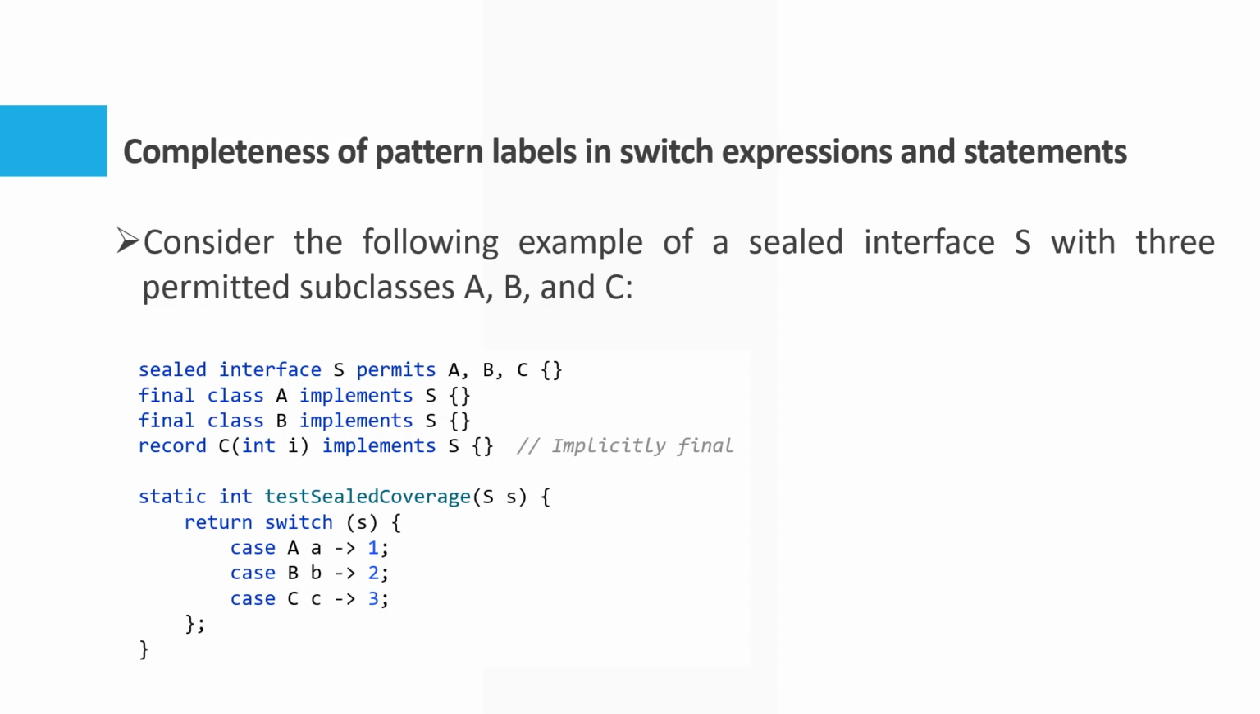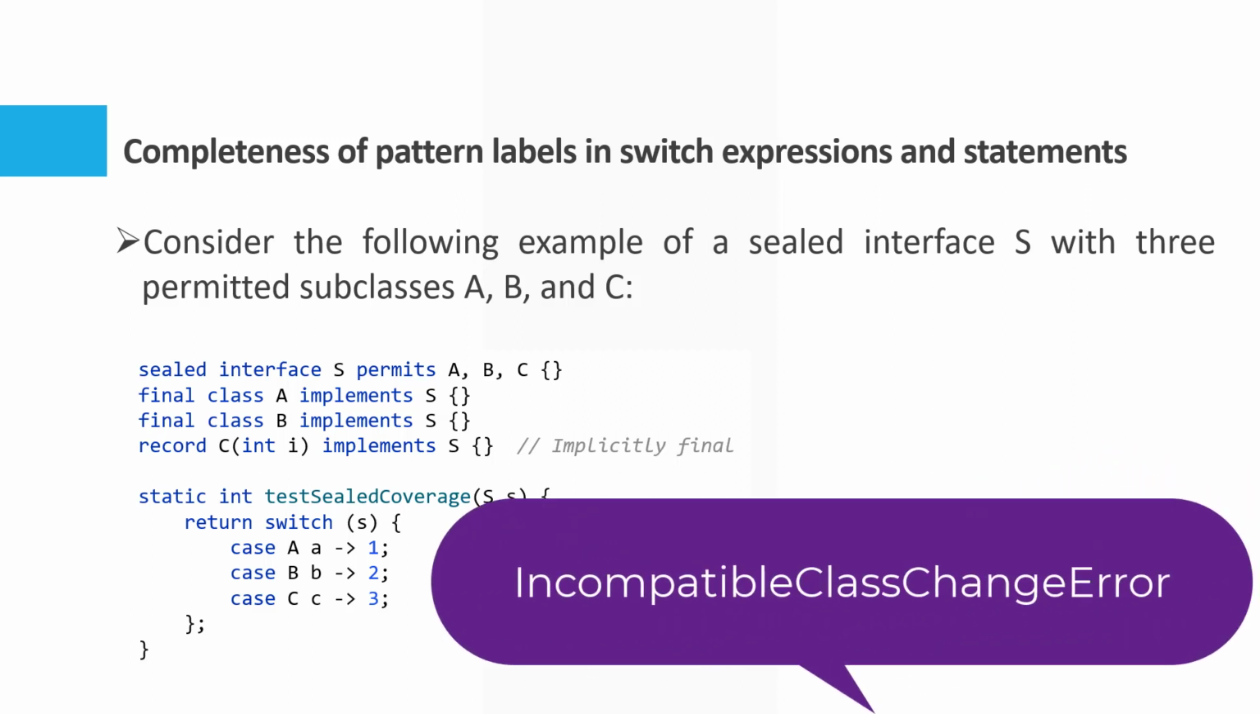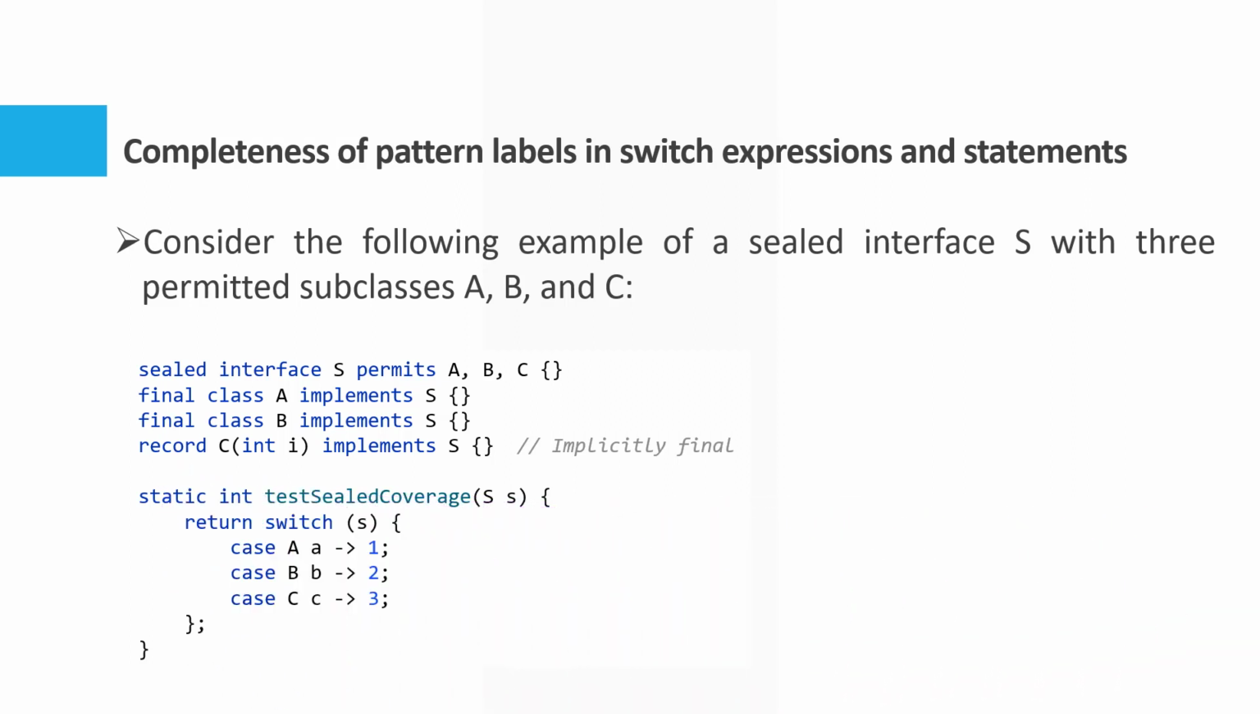To defend against incomplete separate compilation, the compiler automatically adds a default label whose code throws an IncompatibleClassChangeError. This label will only be reached if the sealed interface is changed and the switch code is not recompiled. In effect, the compiler hardens your code for you.